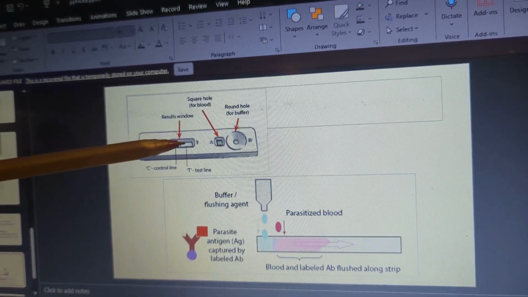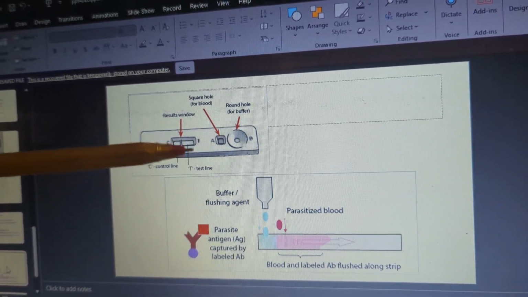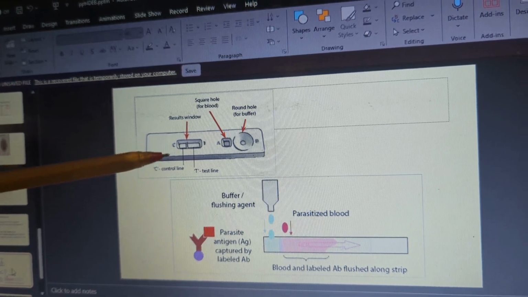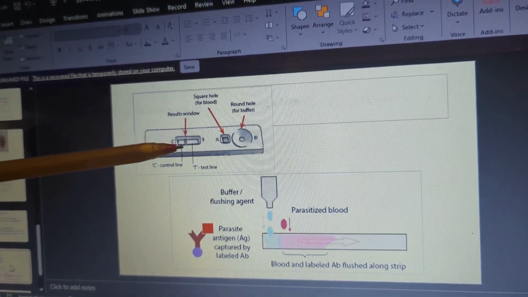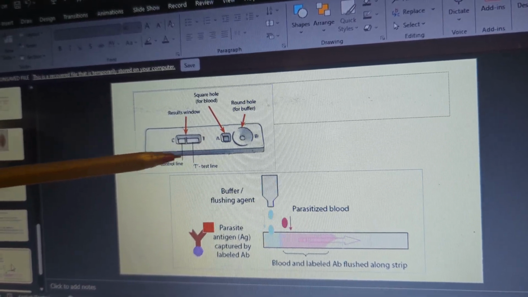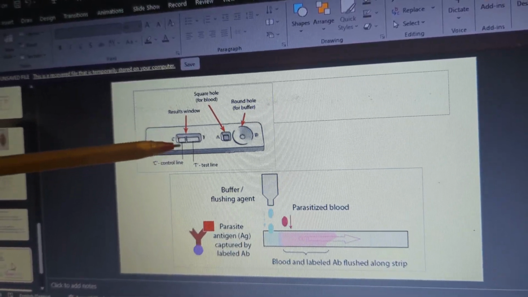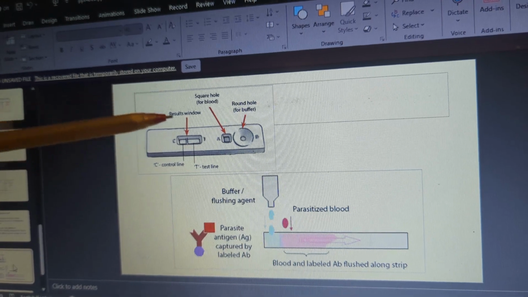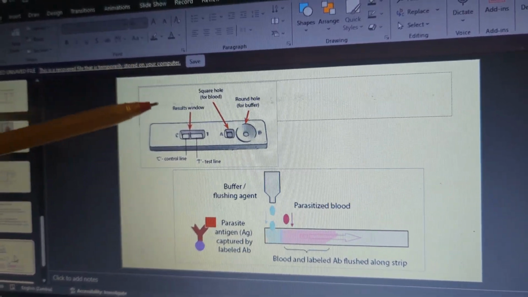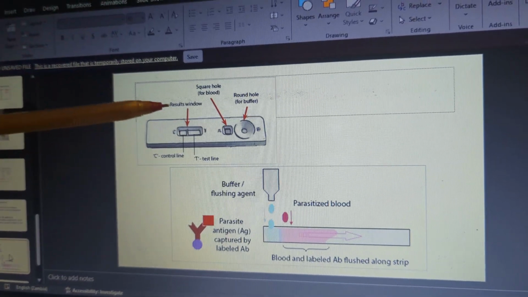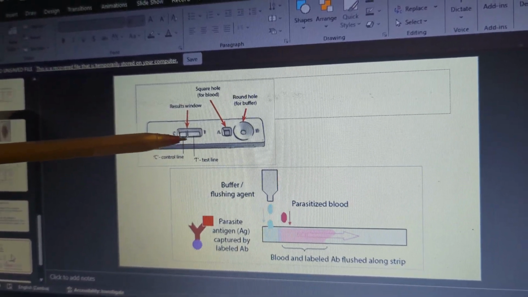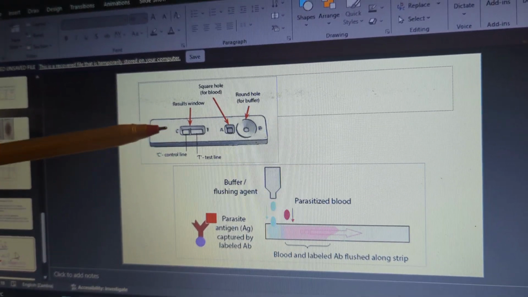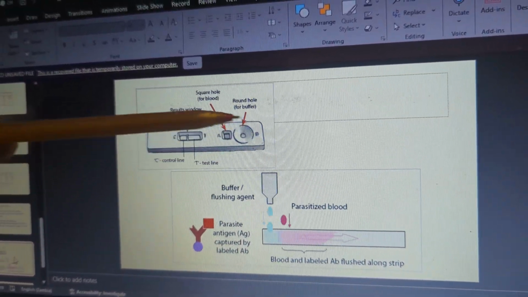Once we start to see that T line, we already have a picture of the result. But we cannot conclude that it is a positive result until the movement is completed and there's a visual indication on the C line. The control line is a validity line. I'm sure you remember our experimental models. The control line confirms that it is a valid result, and we can read it as a positive result. That is the design of these cassettes.